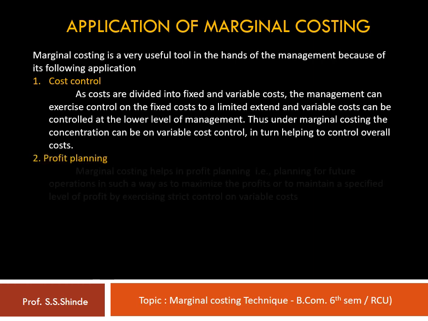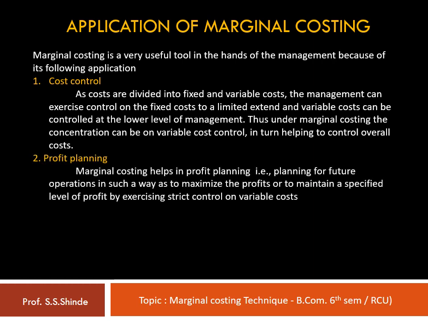Second is profit planning. Marginal costing helps in profit planning, that is, planning for future operations in such a way as to maximize the profit or to maintain a specified level of profit by exercising strict control on variable costs.